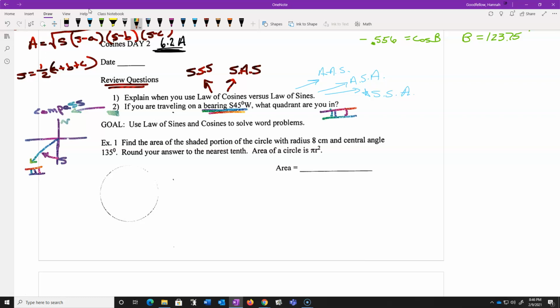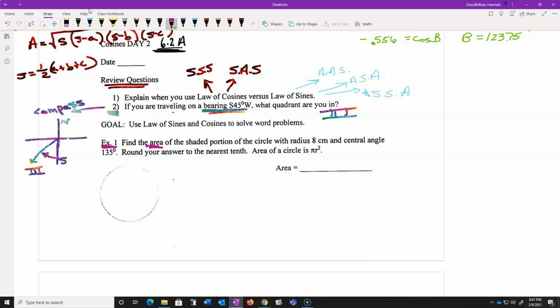Now, we're going to see some bearings in these next couple of questions, and I want to make sure none of that surprises you. So be aware of that. The first question we're going to talk about is an area question. Remember, we're talking about the area of the shaded portion of the circle.